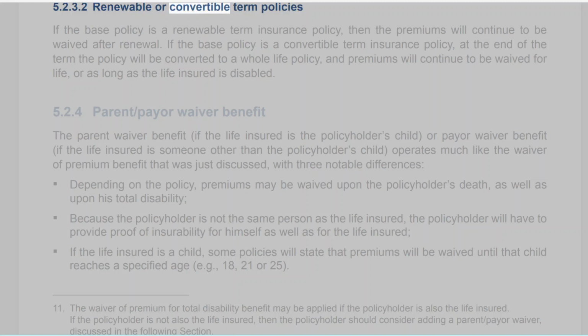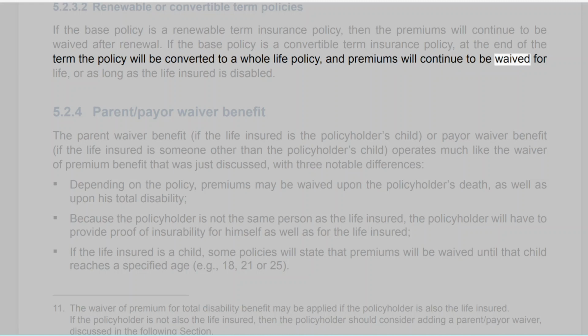5.2.3.2 Renewable or convertible term policies. If the base policy is a renewable term insurance policy, then the premiums will continue to be waived after renewal. If the base policy is a convertible term insurance policy, at the end of the term the policy will be converted to a whole life policy, and premiums will continue to be waived for life, or as long as the life insured is disabled.